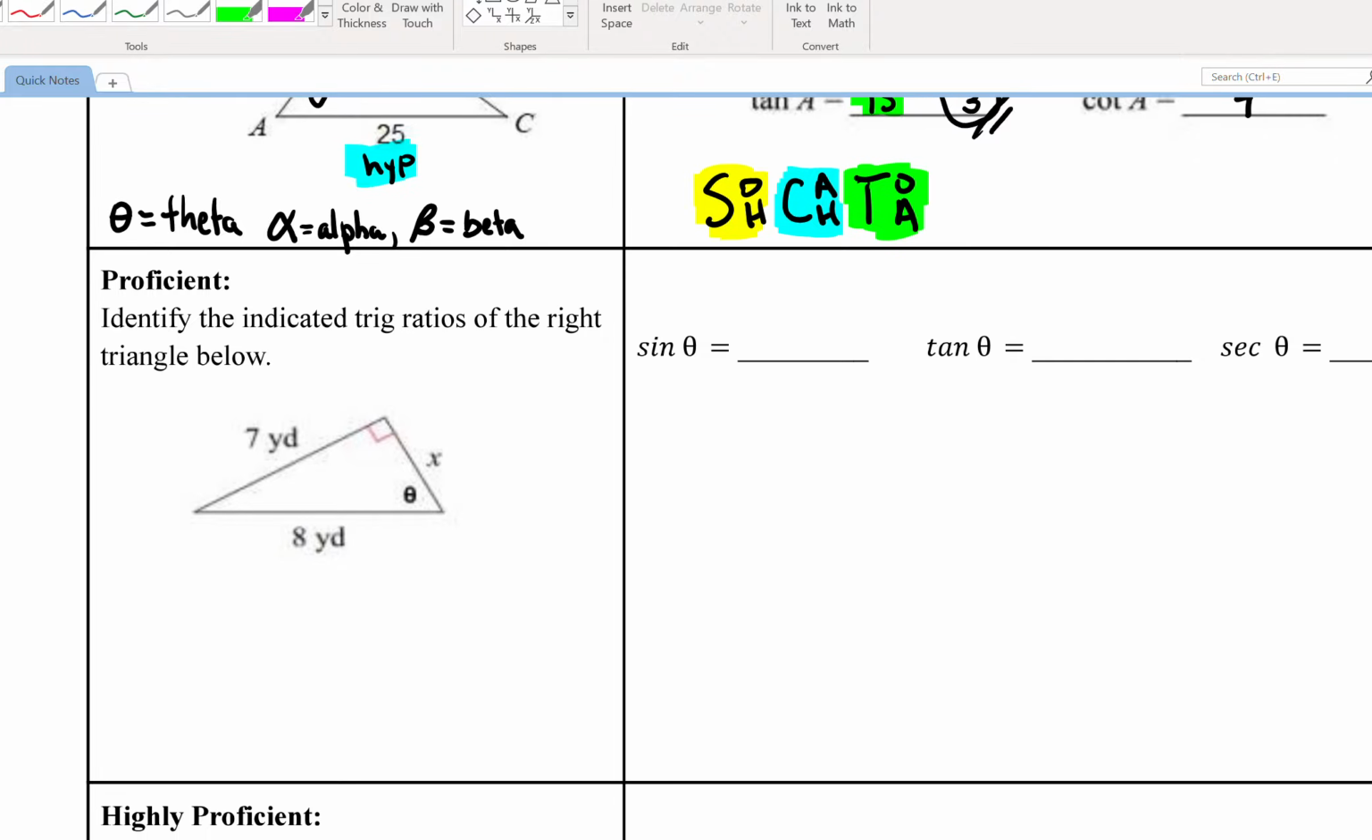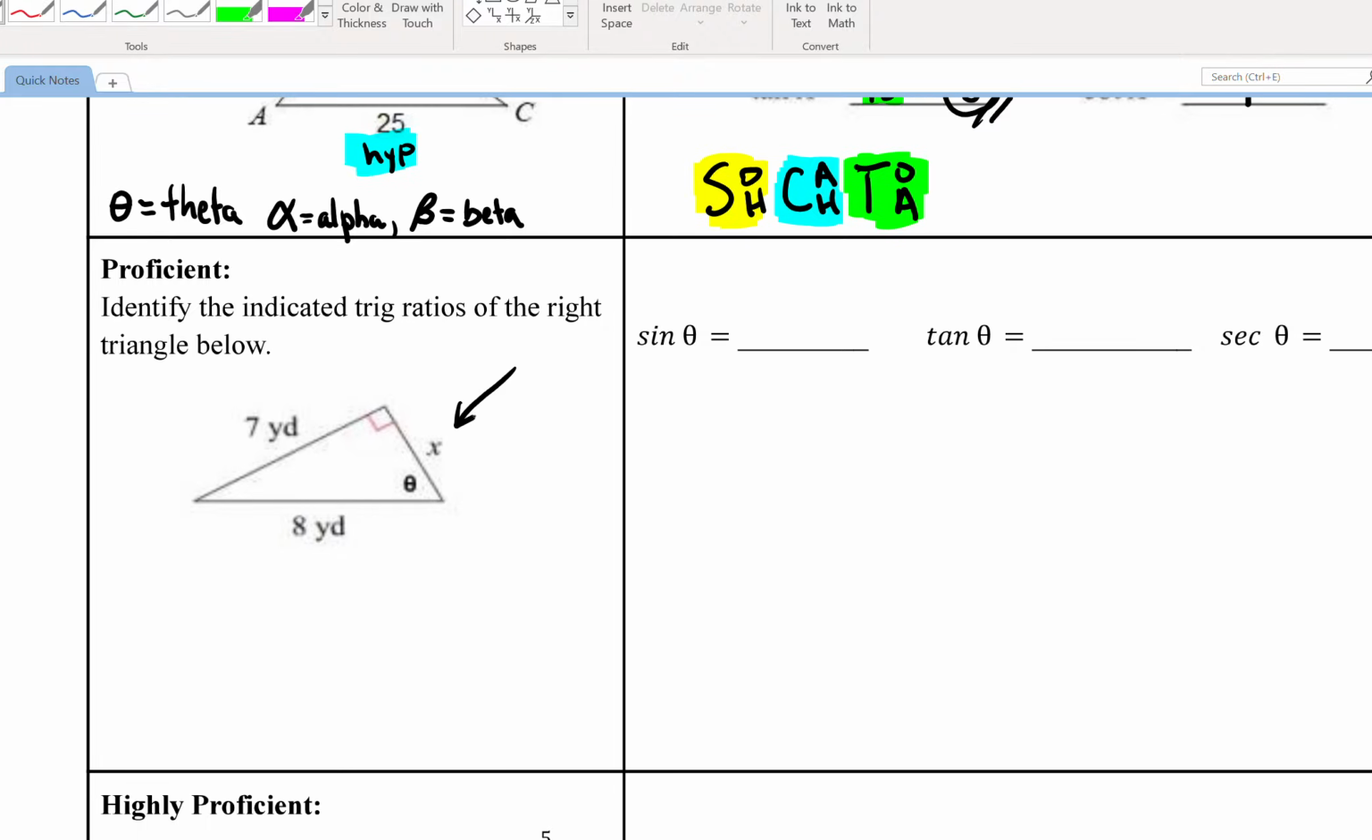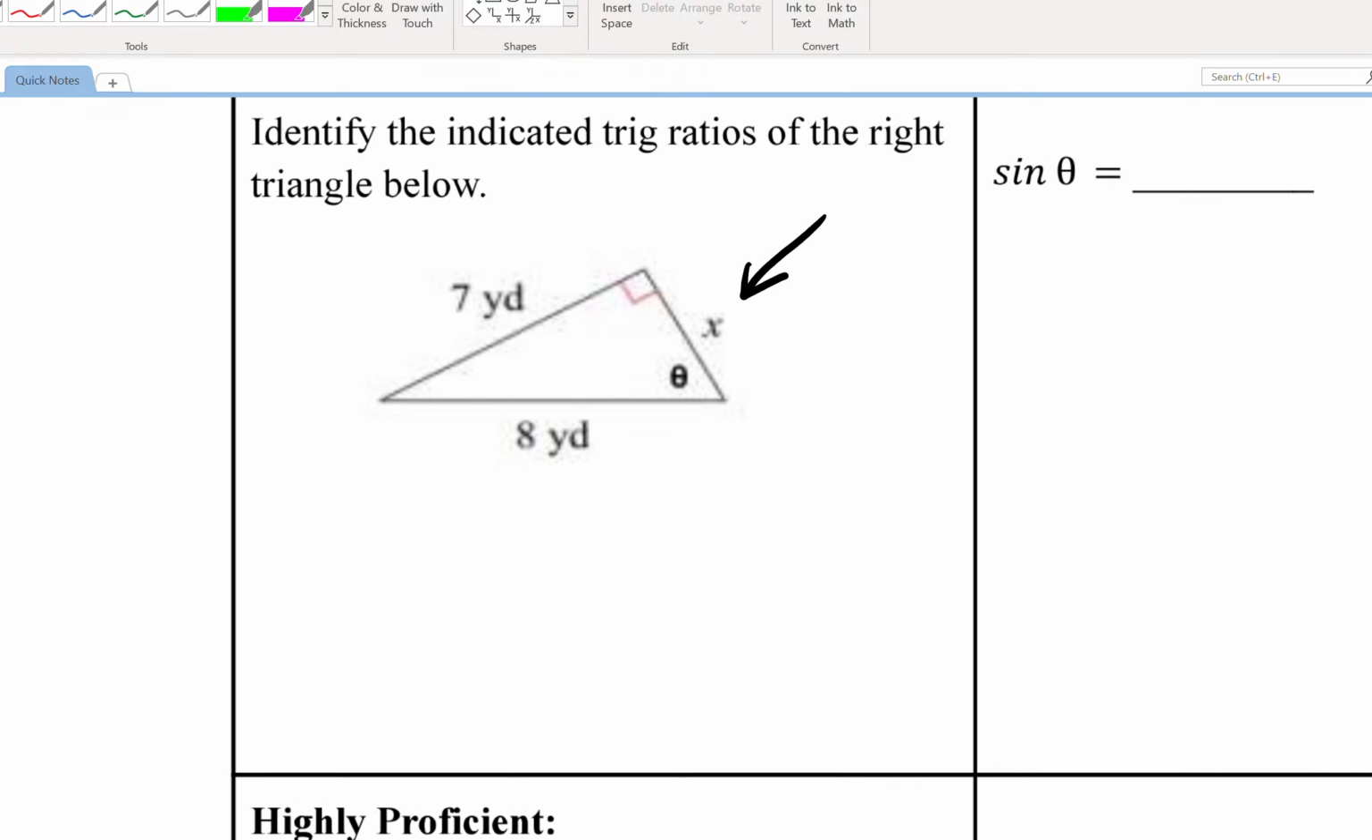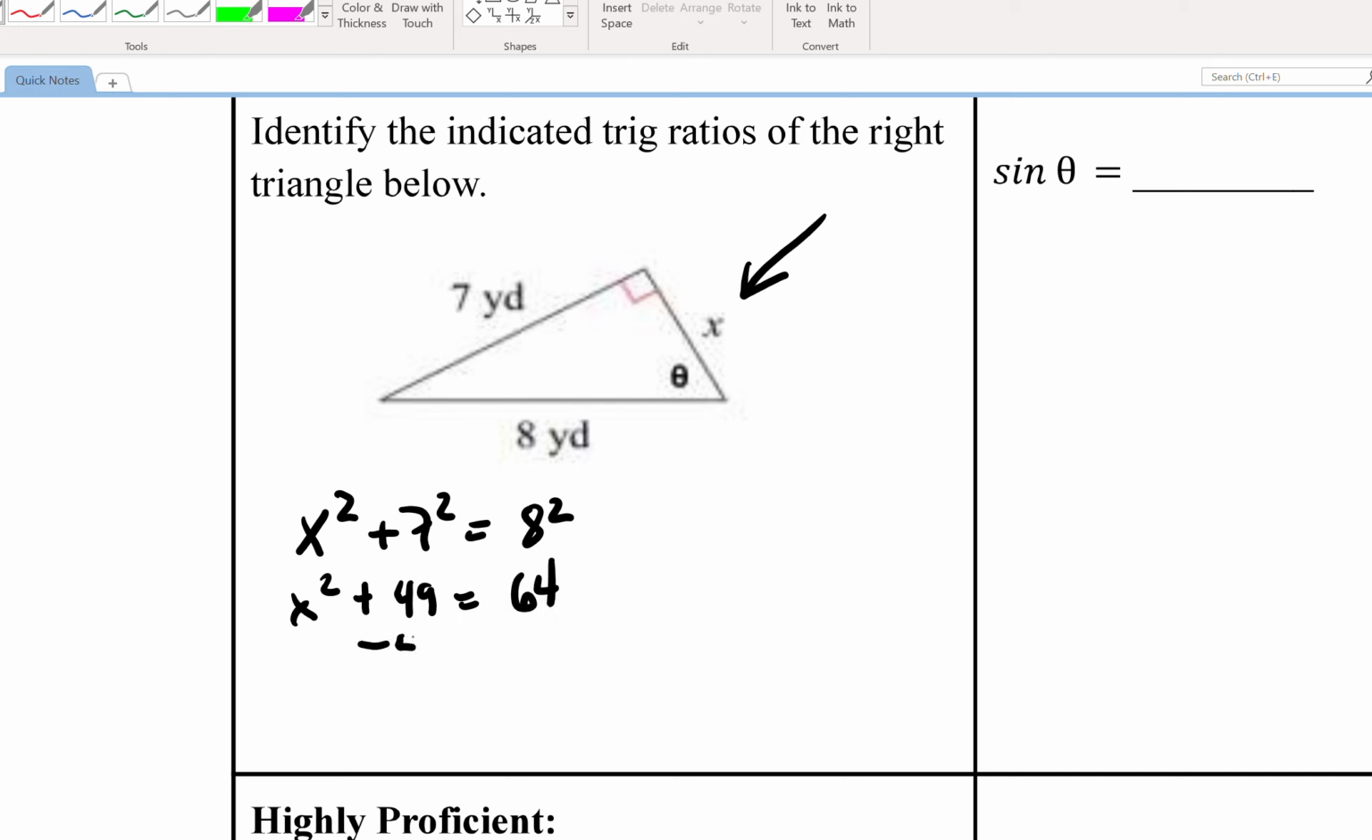So on the proficient, we have to figure out what this x is first. And so we're going to use the Pythagorean theorem. I'm going to say x squared plus 7 squared equals 8 squared. And that's x squared plus 49 equals 64. Then I'm going to subtract 49 from both sides.